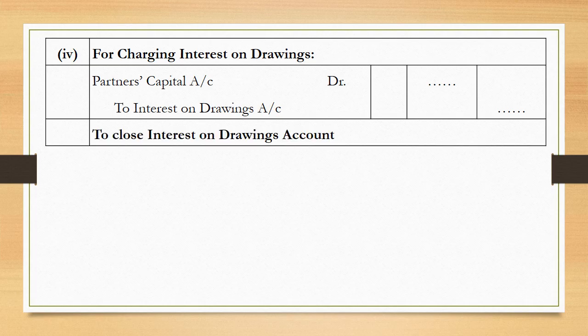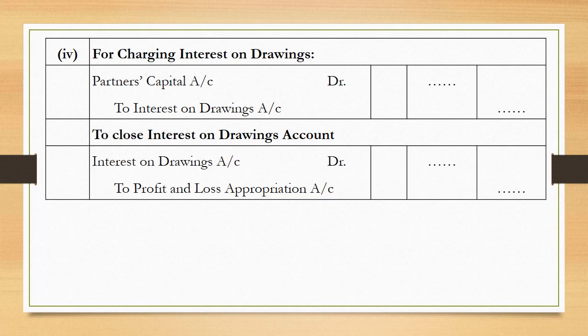Next is to close interest on drawings account. We know that interest on drawings is an income. So when income is to be closed, it needs to be debited, and P&L appropriation account has to be credited. So you can see the entry over here. Interest on drawings account debited to profit and loss appropriation account.